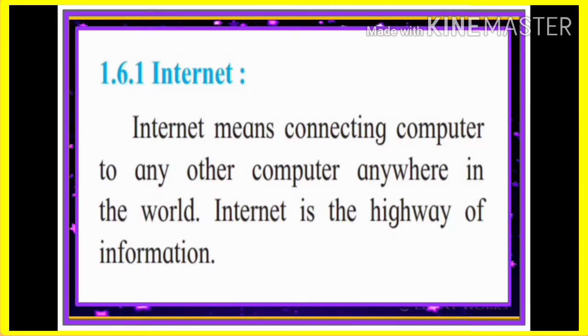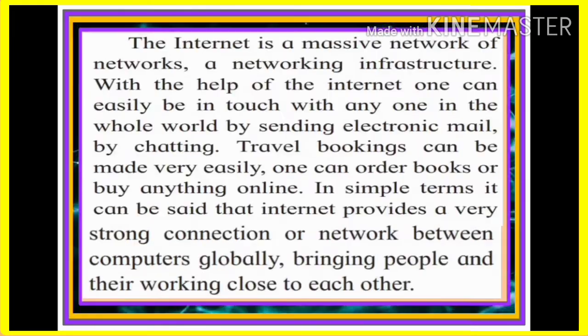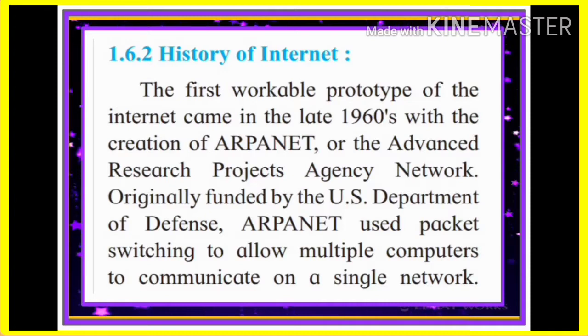Today we are going to start part 10 of Chapter 1, Basic of Information Technology, Standard 11th Science. In our last part, we have discussed about internet. What is internet? What is the use of internet? Internet is an example of wide area network. It is used to transfer data from one place to another place all over the world. Also, we have discussed about the history of internet.